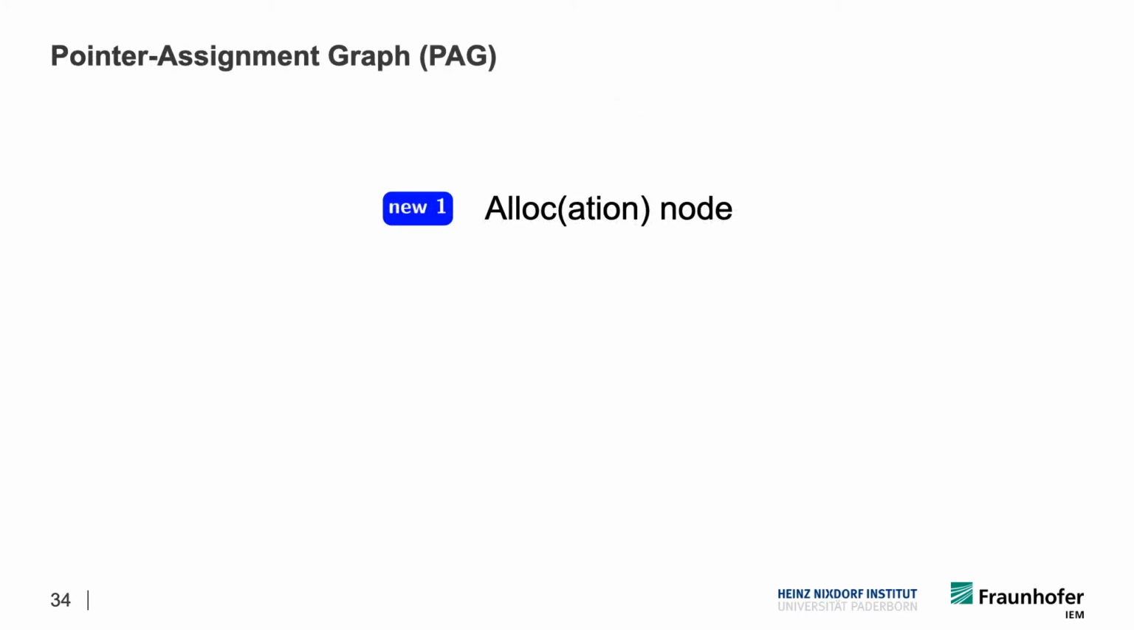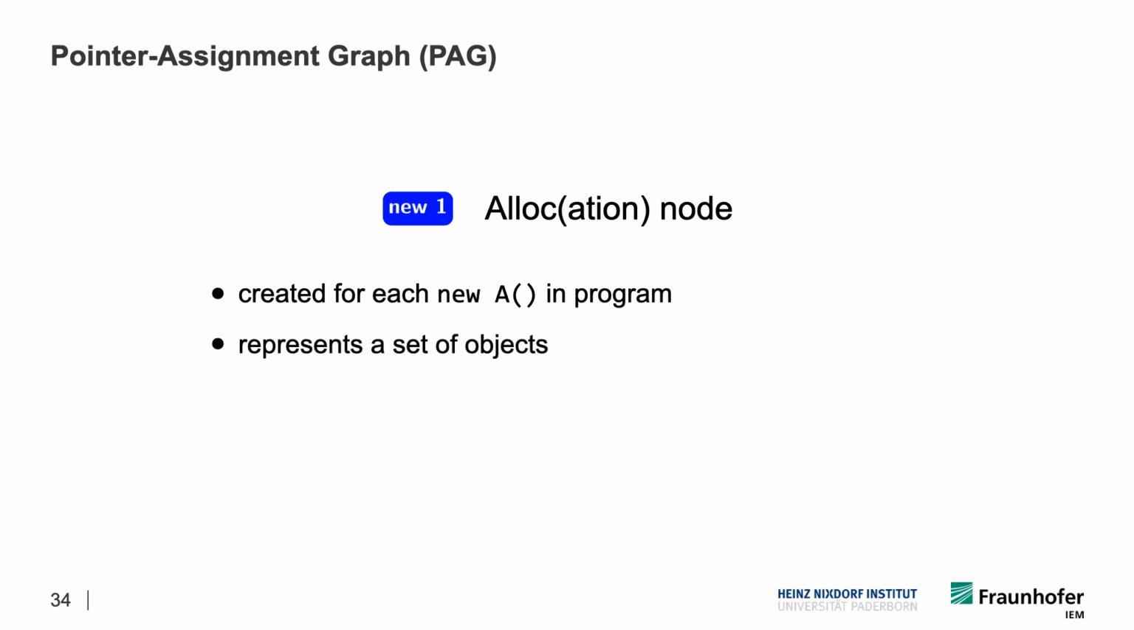Let's look at what a pointer assignment graph comprises. The kind of nodes I'm showing you here and their colors you will actually also find in Ondrej Lhotak's thesis if you take a look at this in your own time. So in the graph, there are allocation nodes, and they basically represent new expressions in your program that allocate a new object, right? And they're created for each such allocation that is contained in the program. And they actually represent a set of objects.